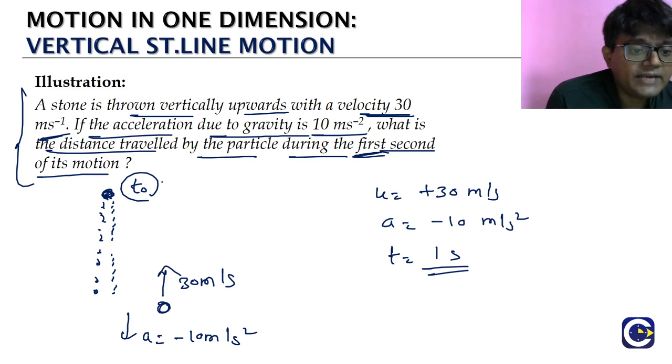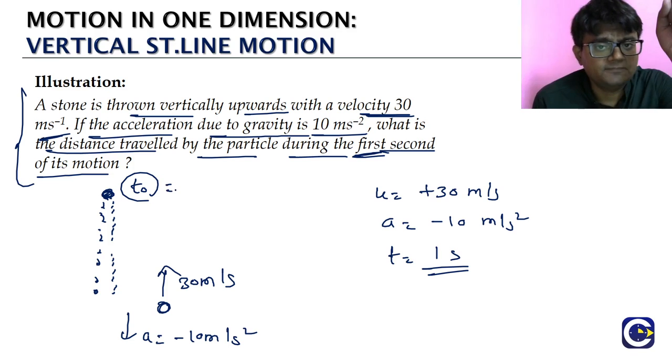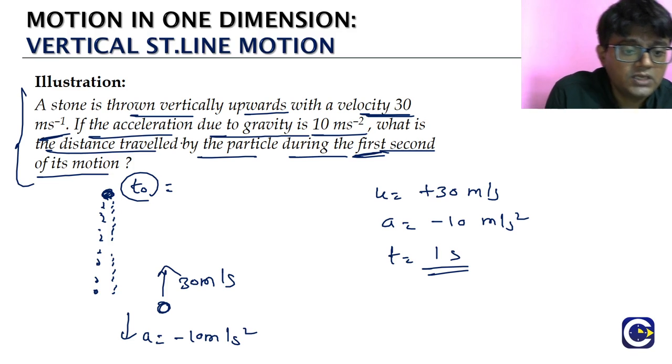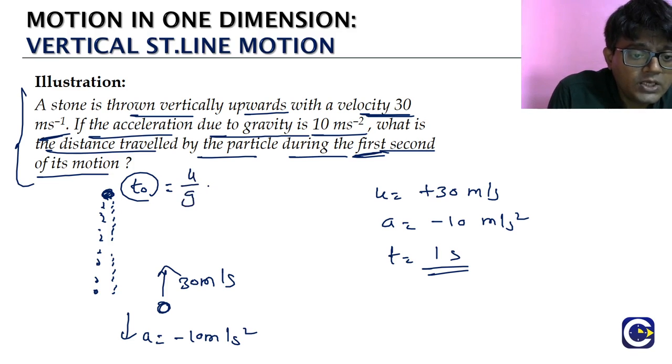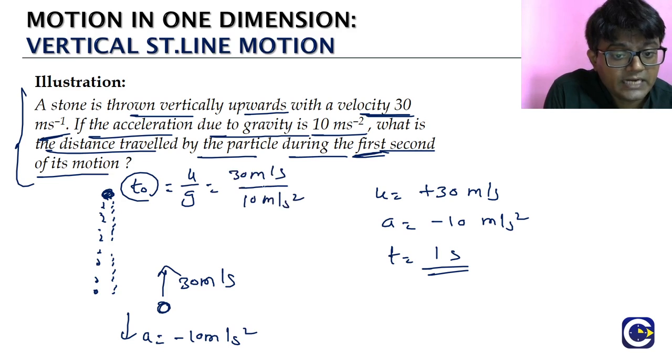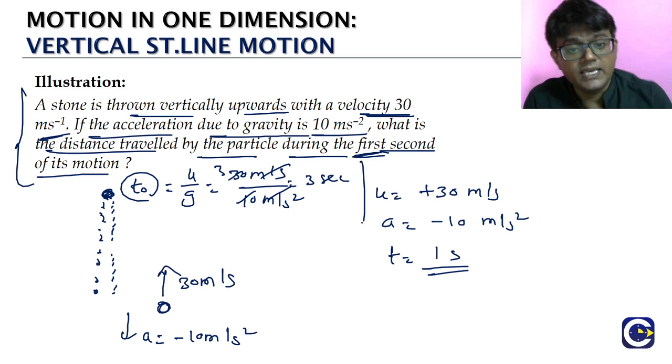So T naught is the time of ascent, the time it takes to reach the maximum height, because after that it is going to change its direction of motion. What is the time of ascent formula? U by g, which means U is 30 meters per second divided by g, which we are taking as 10 meters per second square. We can see here it is 3 seconds. So we are safe. Why?